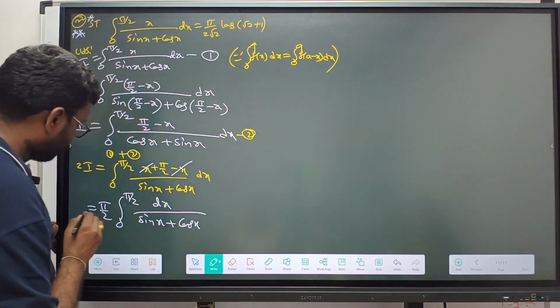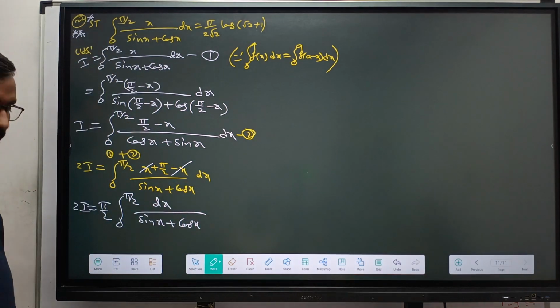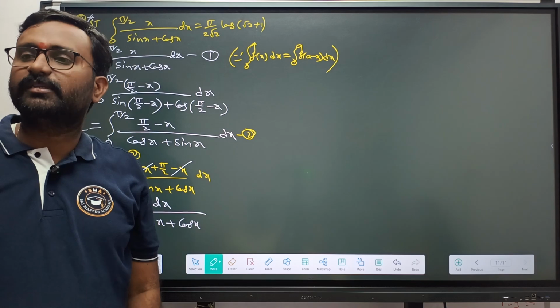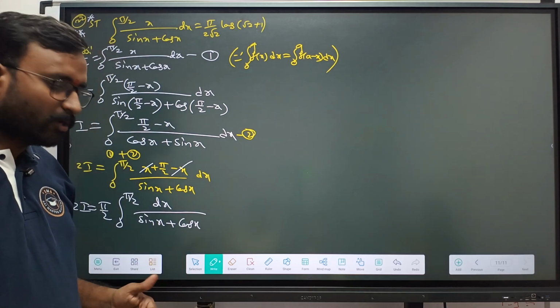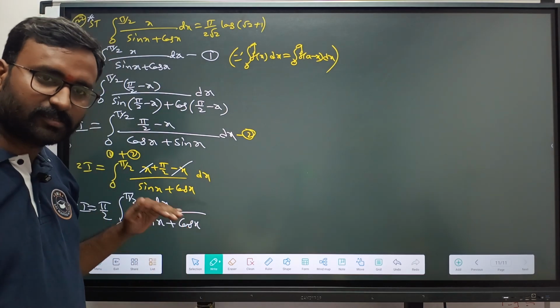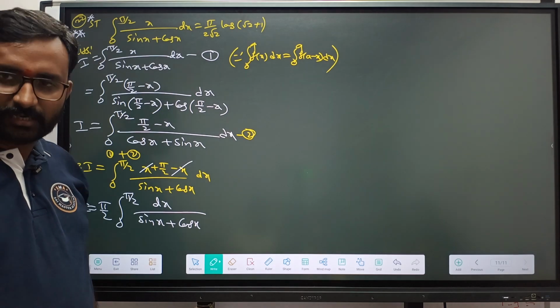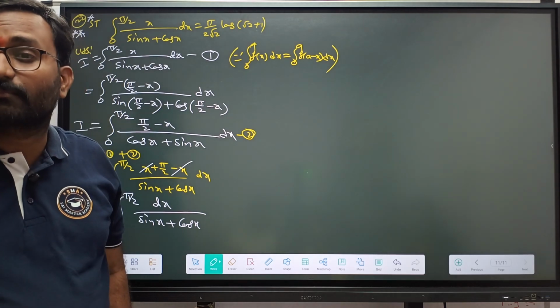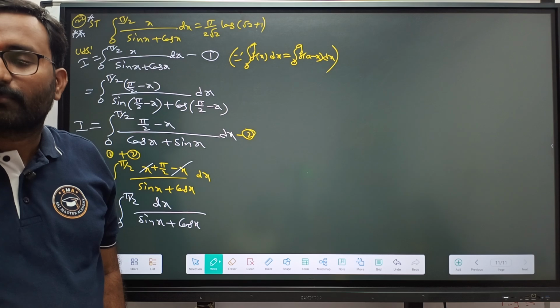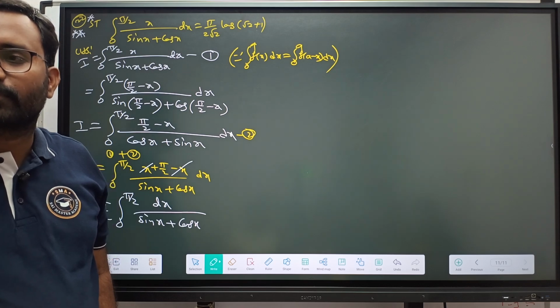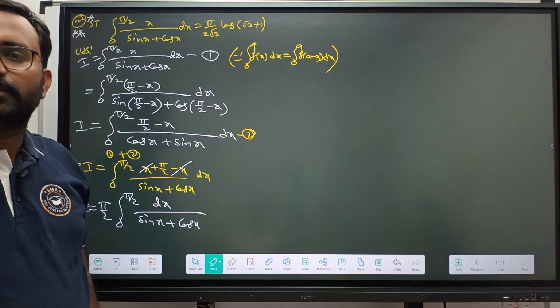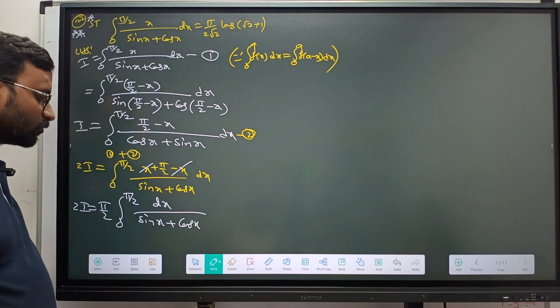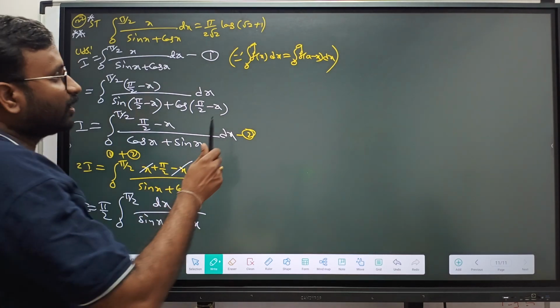Cos x. This is what? 2i. From here onwards, you know very well, this is type 7. Only denominator sin x and cos x is type 7. What is the working rule for type 7? Very good. So from here onwards, type 7.